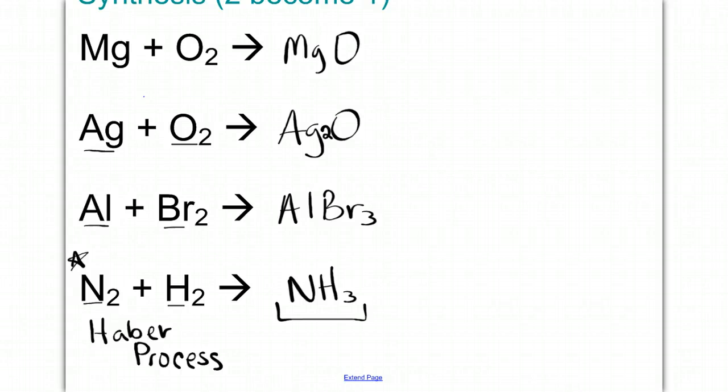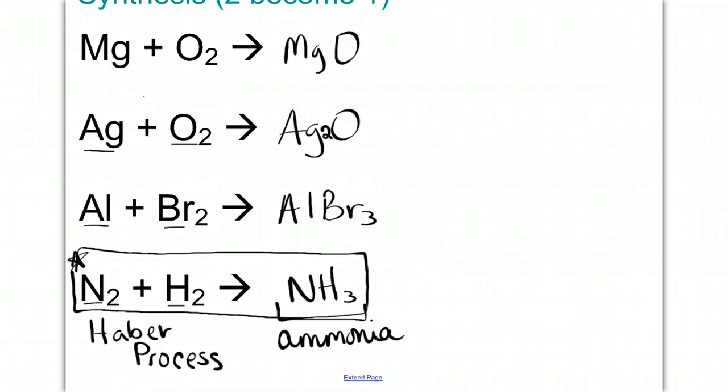And so what we create in the Haber process is ammonia. Not to be confused with ammonium, which is NH4+. This is just ammonia. So you almost have to memorize that nitrogen plus hydrogen yields ammonia, and it's known as the Haber process. In our next section, we'll look at decomposition reactions.